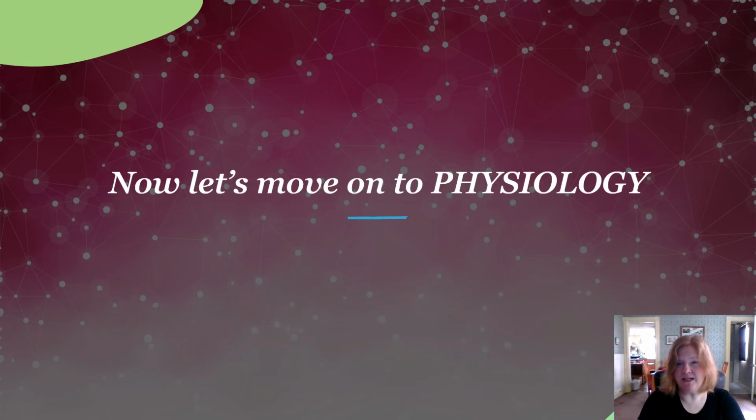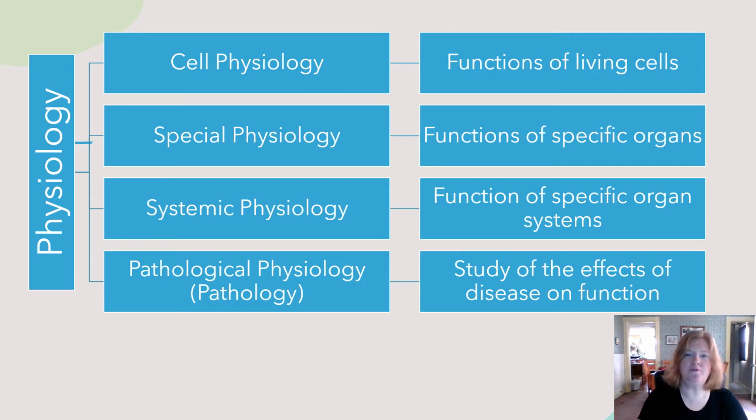And now let's move on to physiology. So physiology is broken up into cell, special, systemic, and pathological. And most of them are self-explanatory. Cell physiology, function of cells. Special physiology is the function of specific organs. Systemic physiology, the function of specific organ systems. And then pathological physiology, which is often scrunched, and it's just pathology. It's the study of the effects of disease on function.